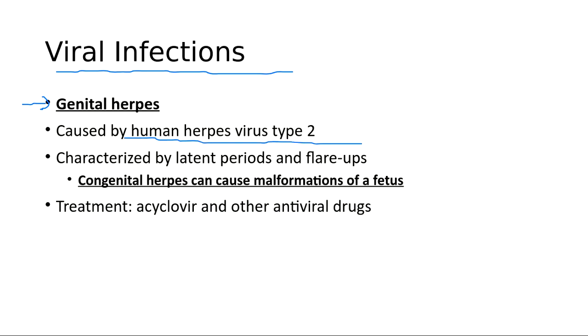Latent periods can go on for even years, and then you get flare-ups. Now, one big deal, congenital herpes. The fetus is born with defects, or the fetus dies in utero. It's very bad to be pregnant and have herpes, so they would put you on medication. That's another reason to go to the doctor if you're pregnant. Now, they have acyclovir and I don't know what other antiviral drugs, because this is, again, a disease I don't deal with.